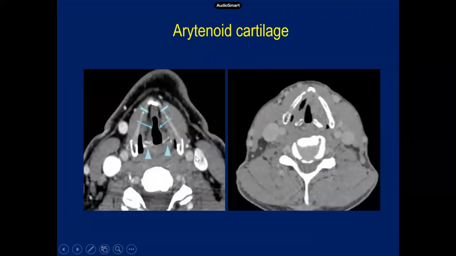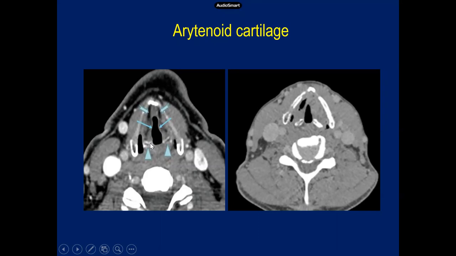Then you have the others. This is the pre-epiglottic space, continuing laterally as paraglottic fat. And you have the arytenoid. This is the arytenoid cartilage. This is the thyroid cartilage. This is the piriform sinus. You have the piriform fossa. This is the normal piriform sinus.